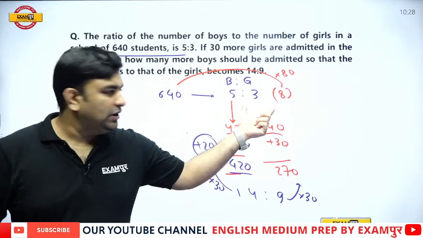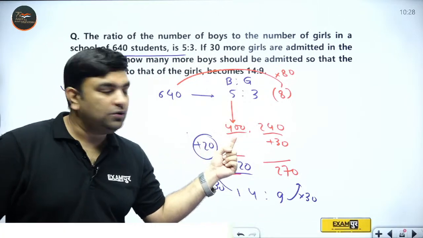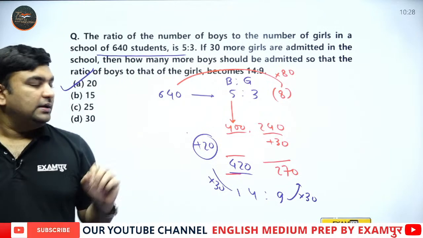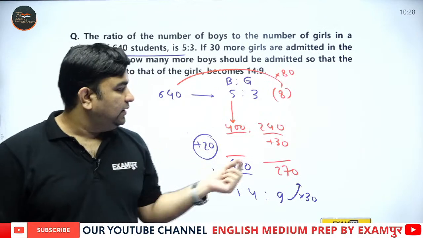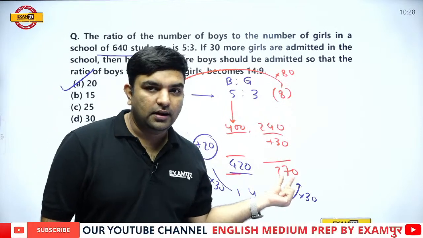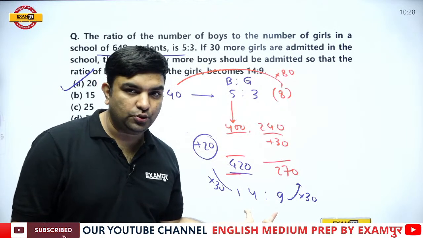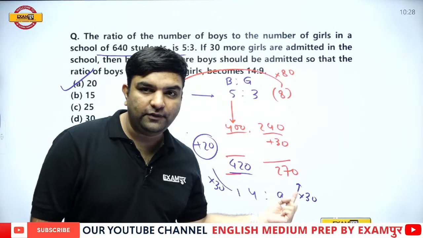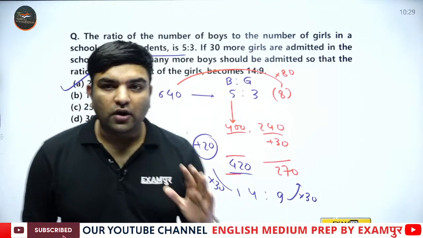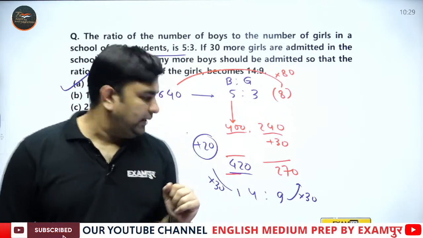According to the ratio, total is 8. 8 is equal to 640. 1 is equal to 80. 5 is equal to 400. 3 is equal to 240. These are their actual values. Now 30 girls added. Girls has become 270. Finally, they are maintaining the ratio of 14:9. 9 is equal to 270. 1 is equal to 30. So 14 into 30 is 420. So finally the boys would be 420.